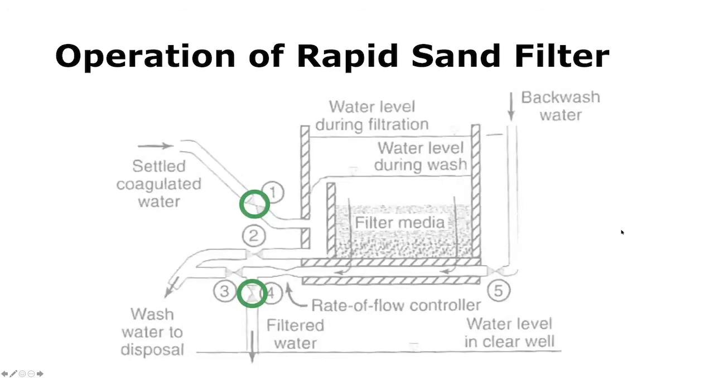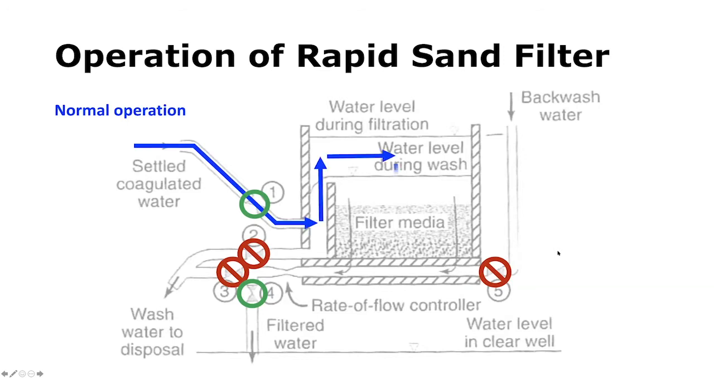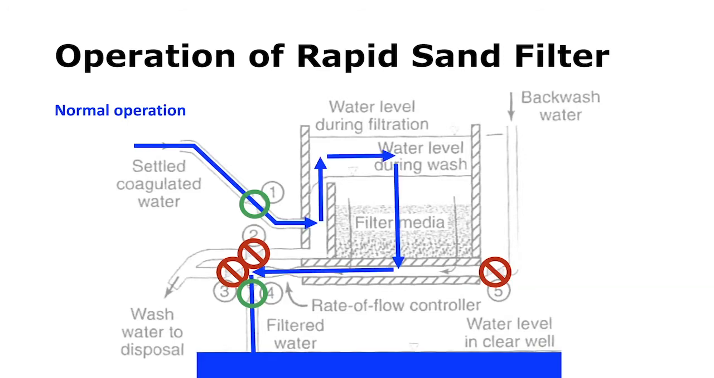So we would typically operate rapid sand filters the following way. First, we would have only valves 1 and 4 open, so this would allow the water to come in, move through the filter, to leave through the bottom, and then exit into the filtered water into what we call the clear well, where we would then seek to achieve chlorination and fluoridation. So valves 2, 3, and 5 would all be closed under this scenario. All right, so this is normal operation of the filter.